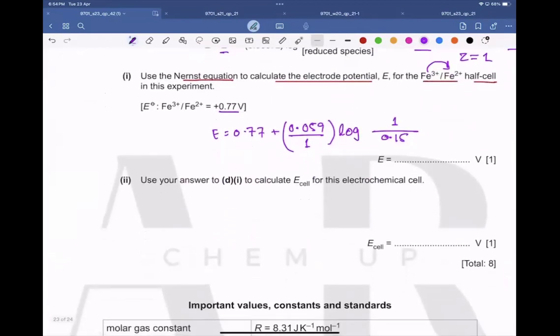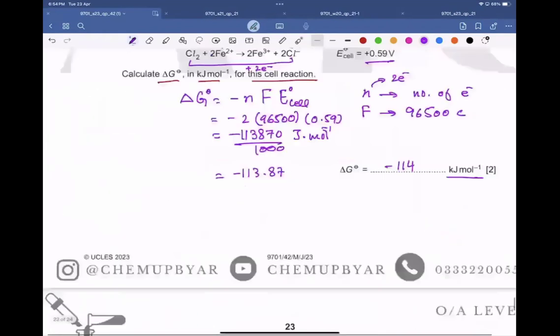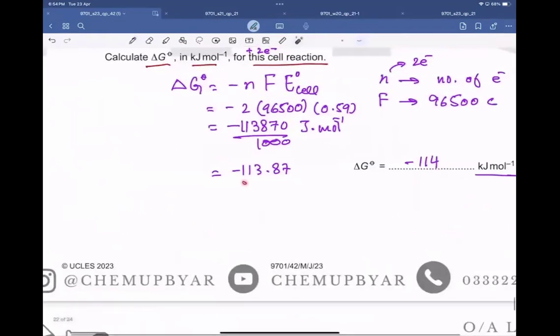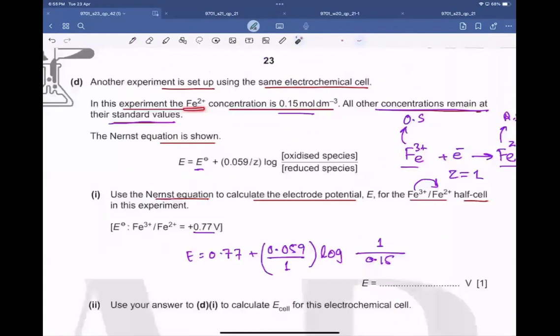Whenever you have to state the answer, keep the answer in three significant figures. See over here, it's 113.87. Why are you saying 1 and 0.5? Okay, it's 0.15, which is given over here. They are saying that the Fe2+ ion concentration is 0.15, so we have put it over here.